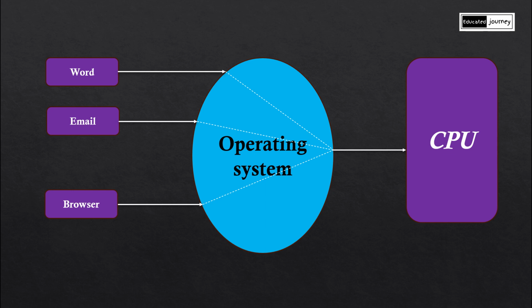And you can see some dotted lines inside the operating system. These dotted lines are used to show context switching. When the CPU moves from Word to email, the operating system saves the state of Word, then it loads the state of email and gives it the CPU. Later, when Word gets the CPU again, it continues from where it stopped. This save and load process is called context switching.